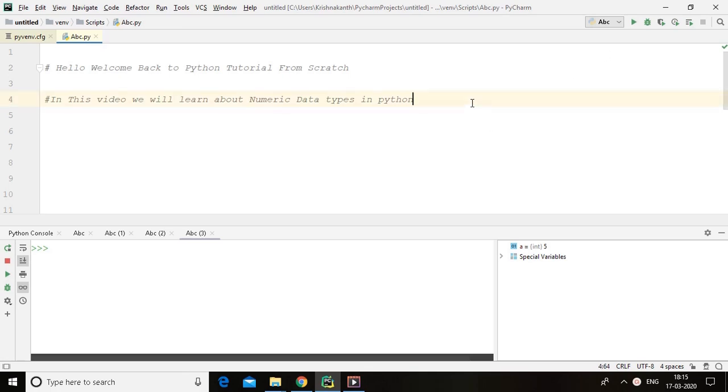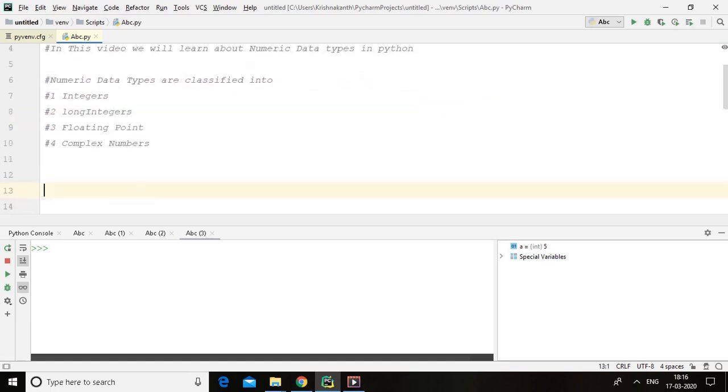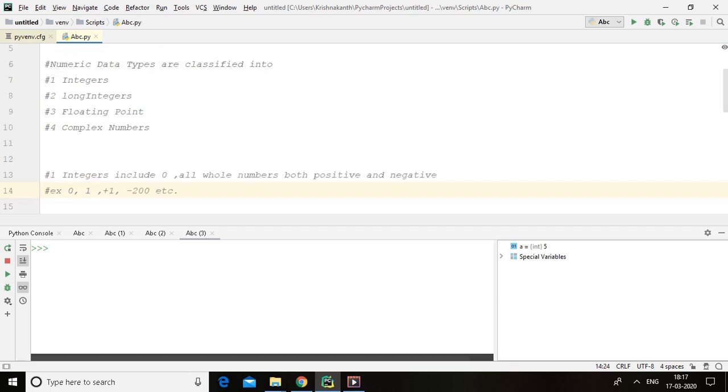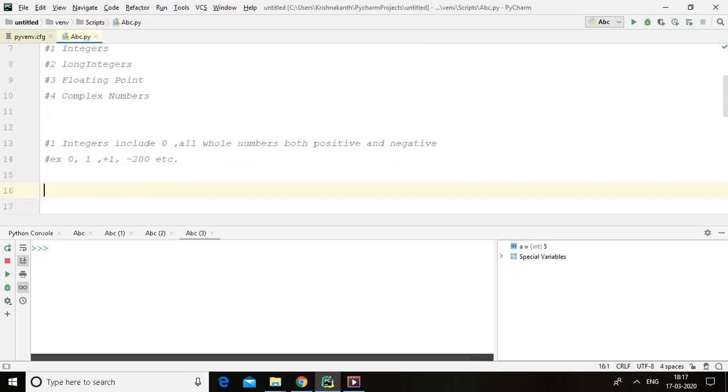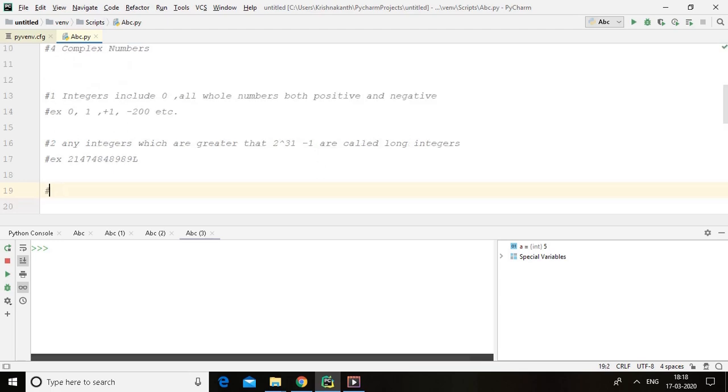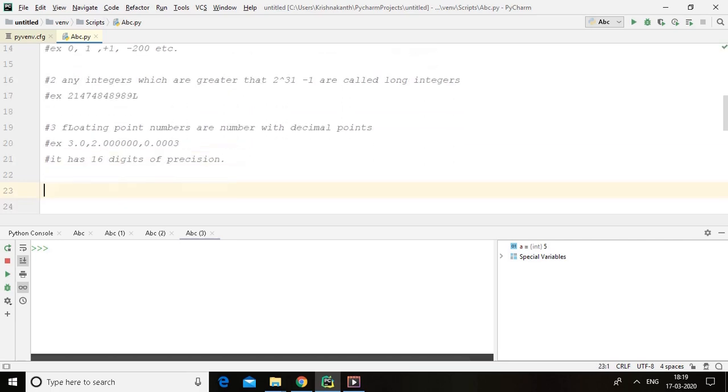In this video we will learn about numeric data types in Python. Numeric data types are classified into integers, long integers, floating point, complex numbers. Integers include 0 and all whole numbers, both positive and negative. Example: 0, +1, -1. Any integers which are greater than 2 power 31 minus 1 are called long integers.